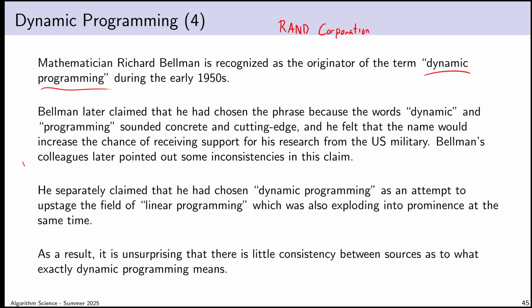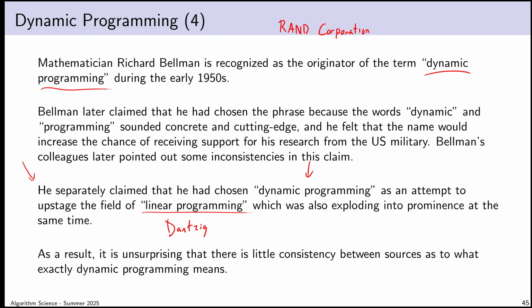Additionally, one of Bellman's other colleagues claimed that Bellman had told him that he had just made up the term dynamic programming because of one of their other colleagues named George Danzig, who is a famous pioneer of the field of linear programming. I should also add that one of the other pioneers of linear programming was in fact John von Neumann, because no story about computer science in the 1950s is complete without John von Neumann.